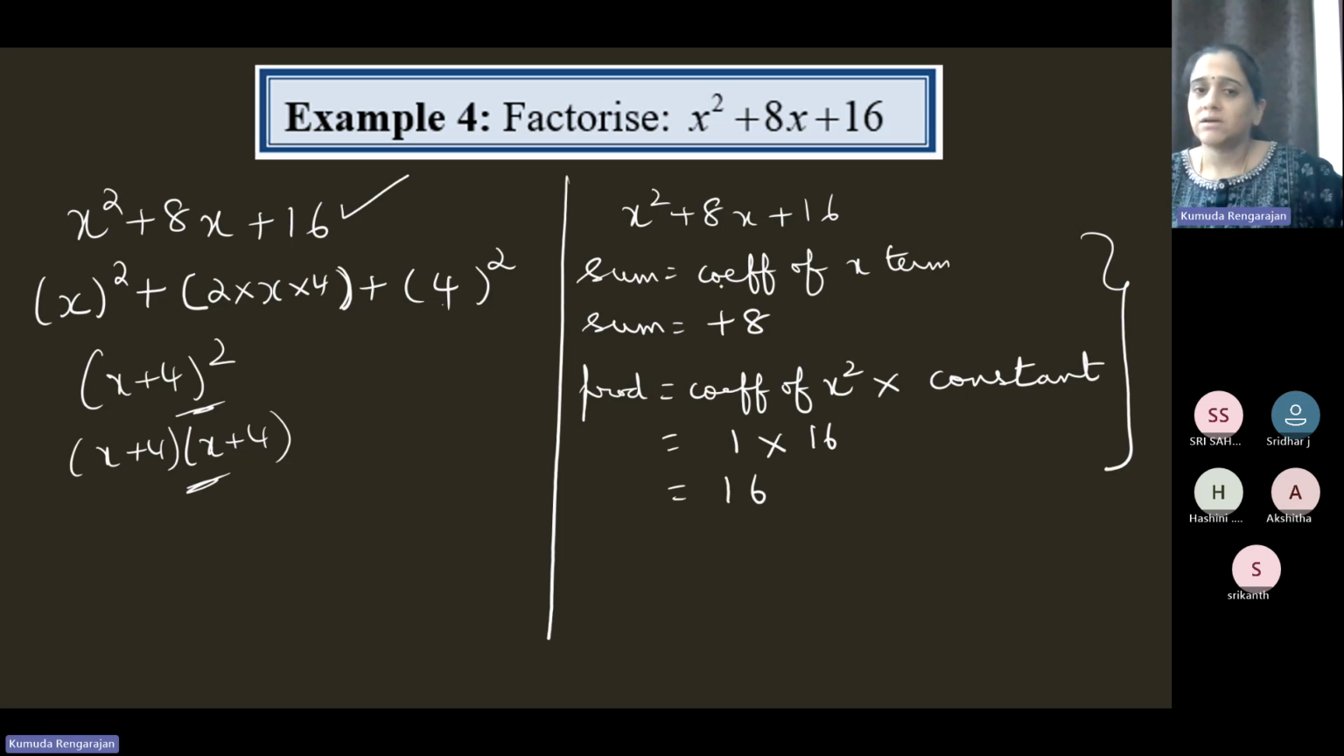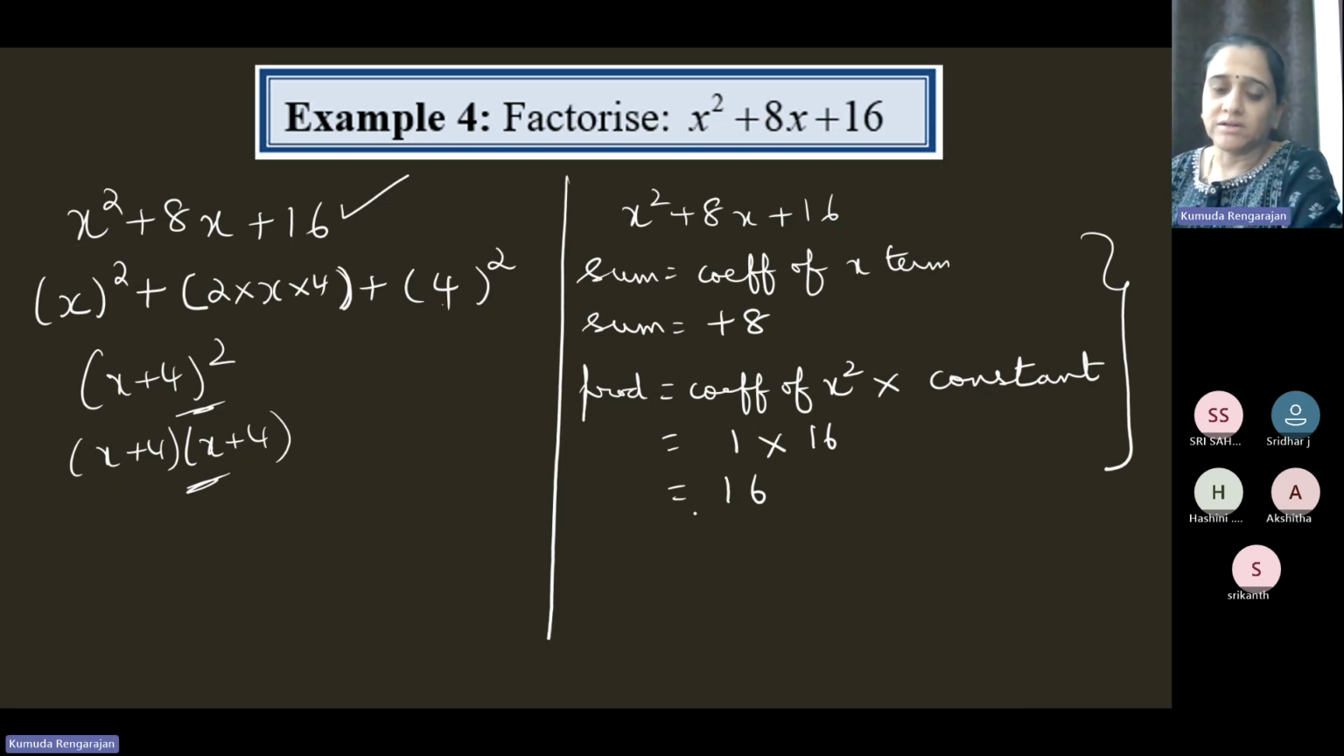When you plan to use this method, splitting the middle term, to factorize an expression, you must make sure that there are 3 terms: one x squared term, one x term, and another constant. So what is the sum? The coefficient of the x term, plus 8. And the product is the coefficient of x squared into the constant. The coefficient of x squared is 1, the numerical coefficient. 1 into constant 16 is 16.